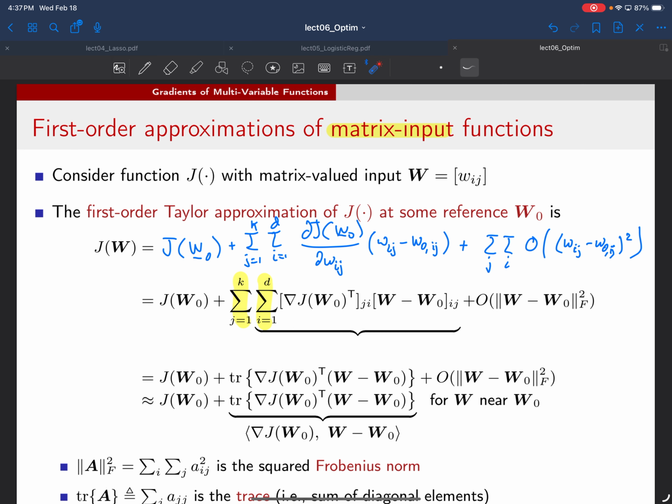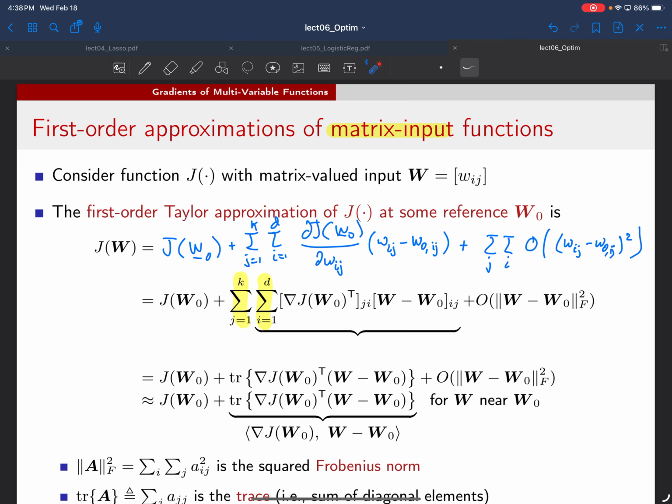Everybody good with that? Okay, so let's now look at rewriting this using matrices. So this is nothing more than the ith row, jth column of the gradient. And here we have nothing more than the ith row, jth column of the deviation.